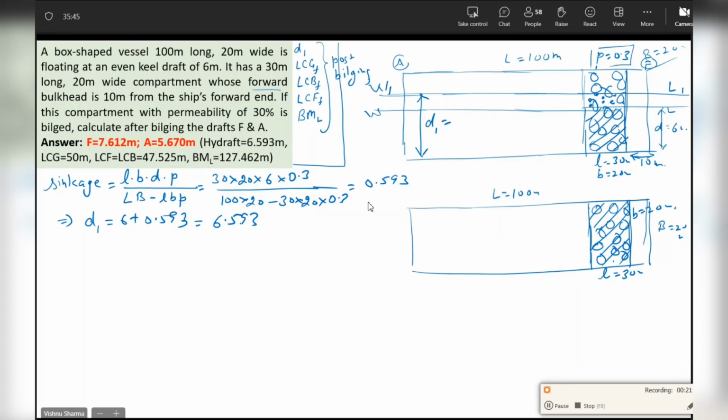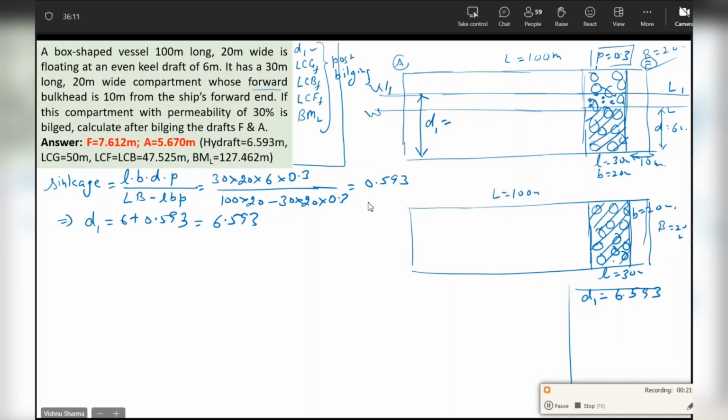So one thing is obtained, that is D1. Let me put down whatever I'm obtaining here on this side. D1 is 6.593. Okay. So one job done. Out of 5, 1 battle won. Next, let's go to LCG after bilging.